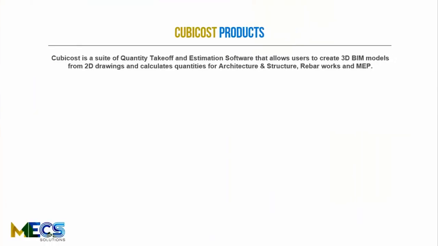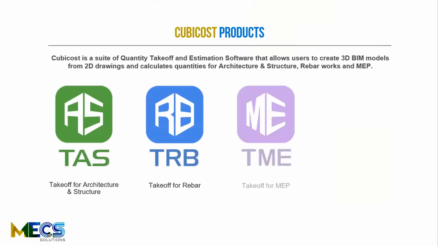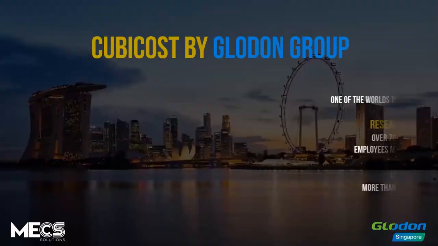So what is Cubicost? Cubicost is a suite of quantity takeoff and estimation software that allows users to create 3D BIM models from 2D drawings, and it calculates the quantities for architectural structure, for rebar, and for MEP. We also have a fourth software called TBQ, the cost and tender management tool. It acts as a unifying platform, connecting all of the other takeoff software onto one common platform.